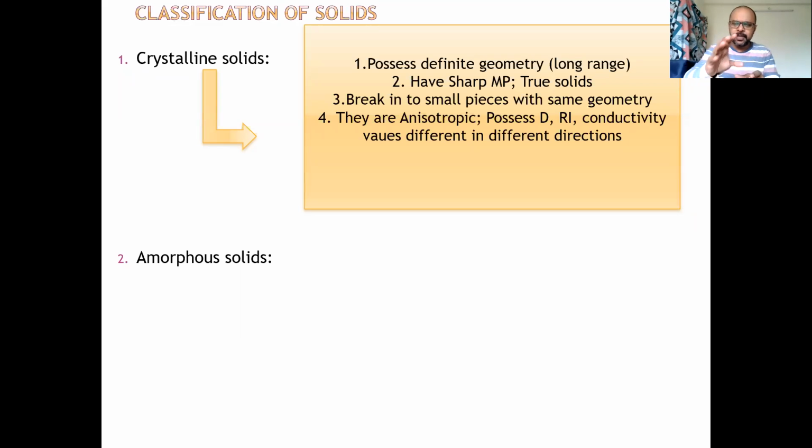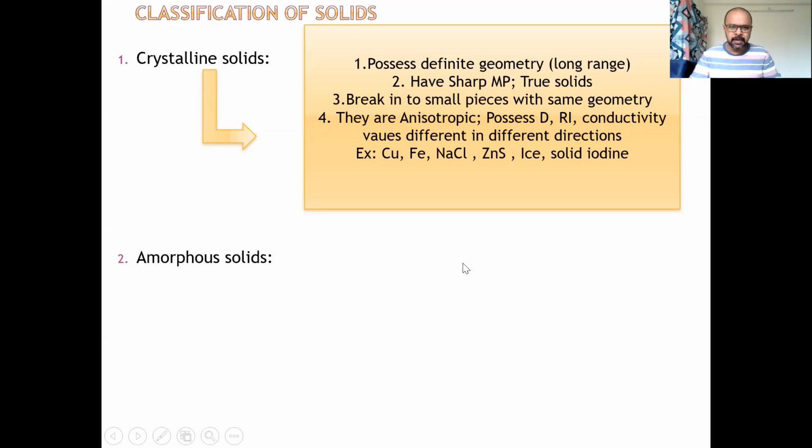The value of density found in one direction will be different from another direction. So from direction to direction of measurement, these values of physical properties such as density, refractive index, and conductivity differ. So it depends on the direction of measurement. That is said to be anisotropy.